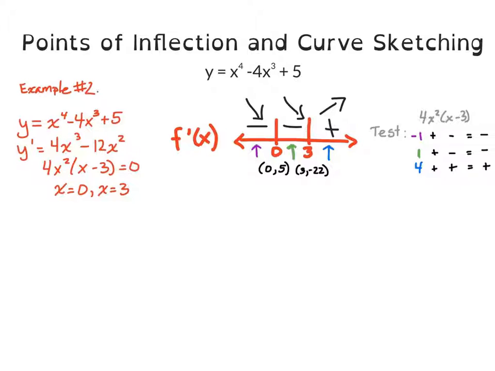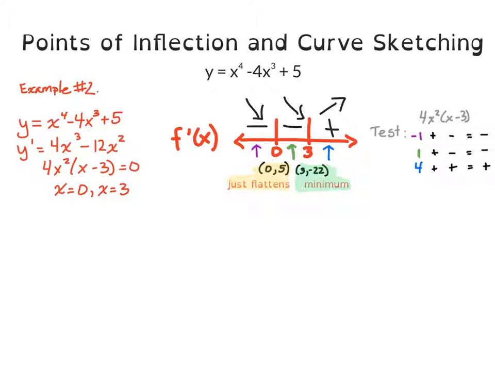So what does that tell you about these specific 2 points? Well, (0, 5) does not change signs, so (0, 5) is not a maximum or a minimum, it just flattens out. And at (3, negative 22), we're decreasing then increasing, so this will be a minimum.